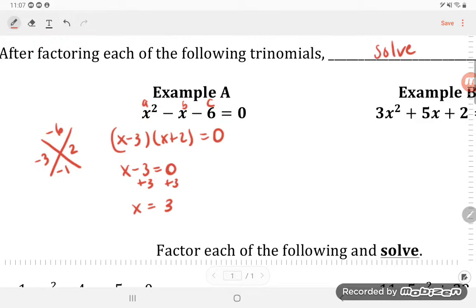I'm going to do the same thing for the second factored form, which is x plus 2. I'm going to set it equal to 0. I subtract 2 from both sides, and x is going to equal a -2.